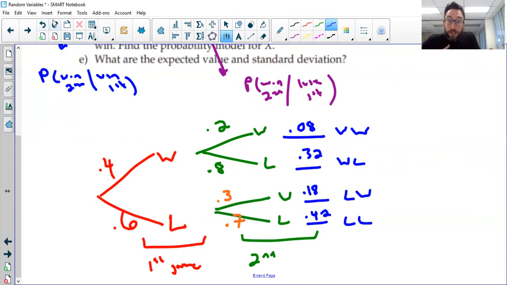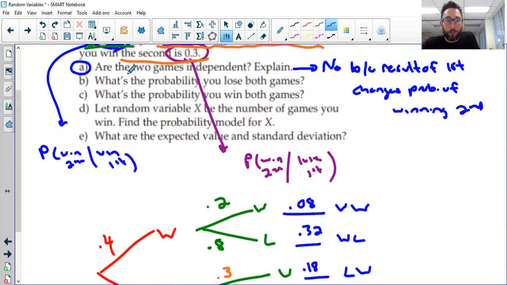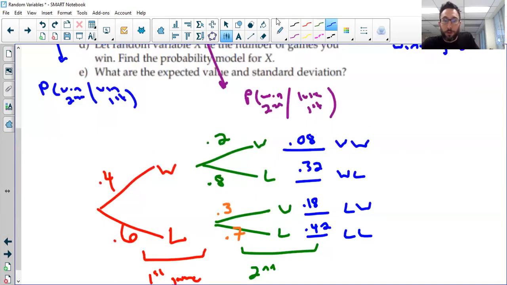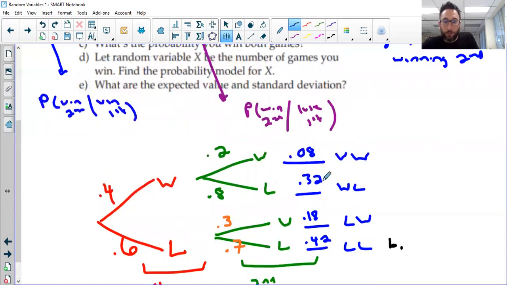So for me, I like the tree diagram because I'm a visual person. And then probability we lose both games, question B, that's right here. Probability we win both games, question C, that's right here.